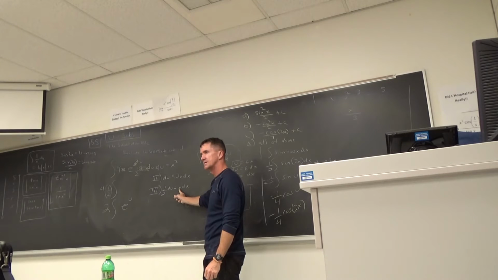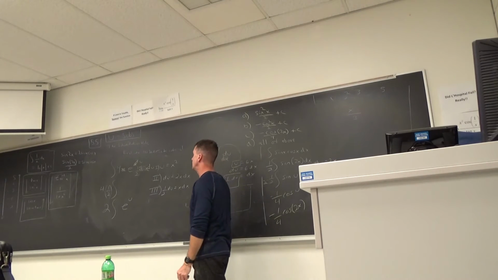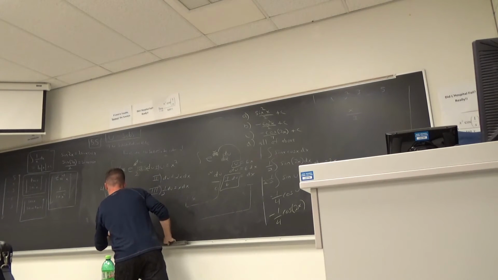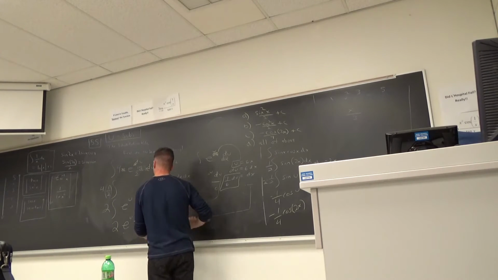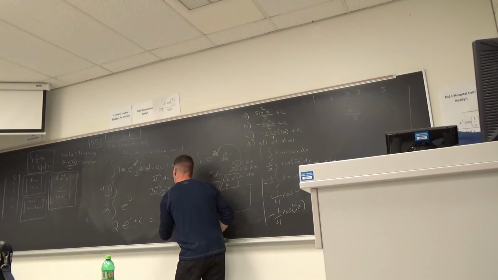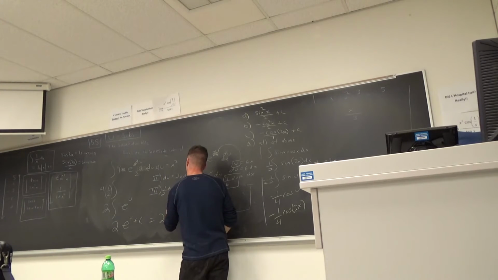That's the idea. Now what's going to go e to the u? So my answer is 2e to the u, which is 2e to the x squared, plus C.